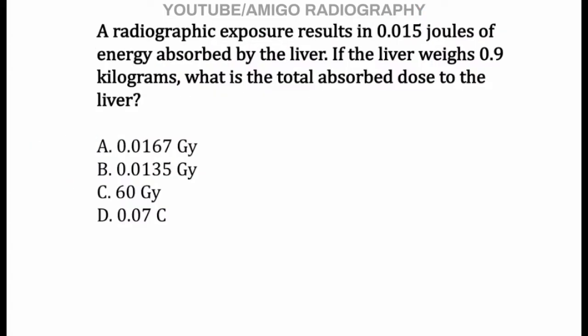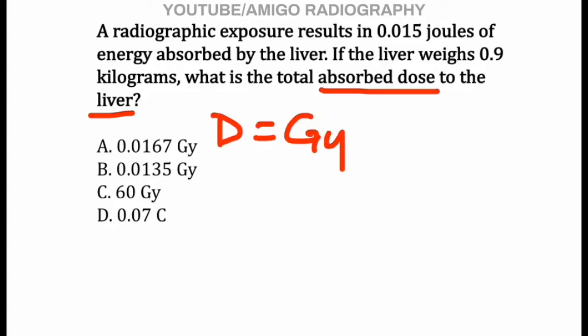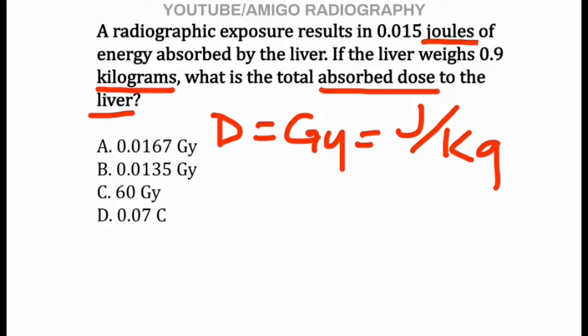Here's another question. This time we're going to start using some of our formulas. A radiograph of exposure results in 0.015 joules of energy absorbed by the liver. If the liver weighs 0.9 kilograms, what is the total absorbed dose to the liver? So we're supposed to measure the absorbed dose to the liver specifically. So the absorbed dose, D, is actually measured in grays, and remember the gray is equal to 1 joule per kilogram. This is very convenient because this question actually gives us joules and the kilograms in which those joules of energy were absorbed.